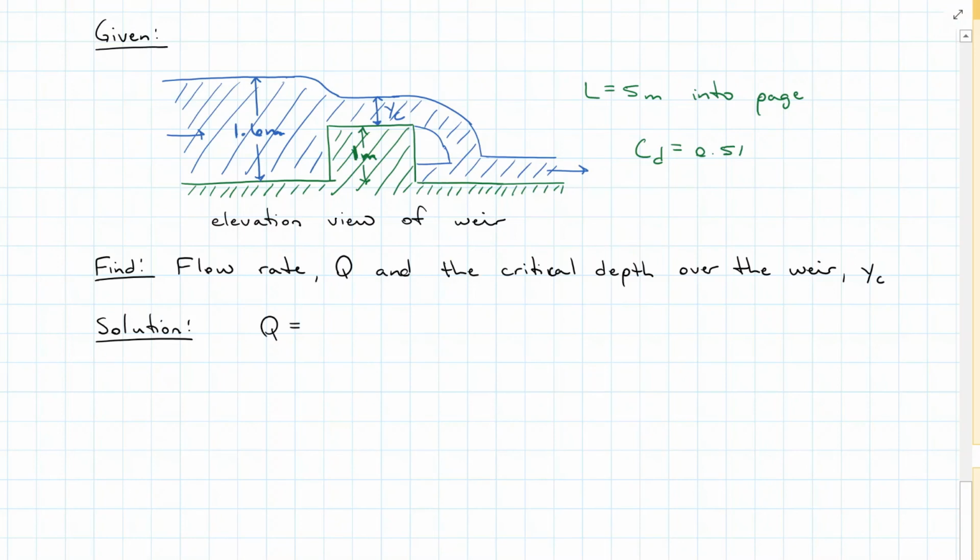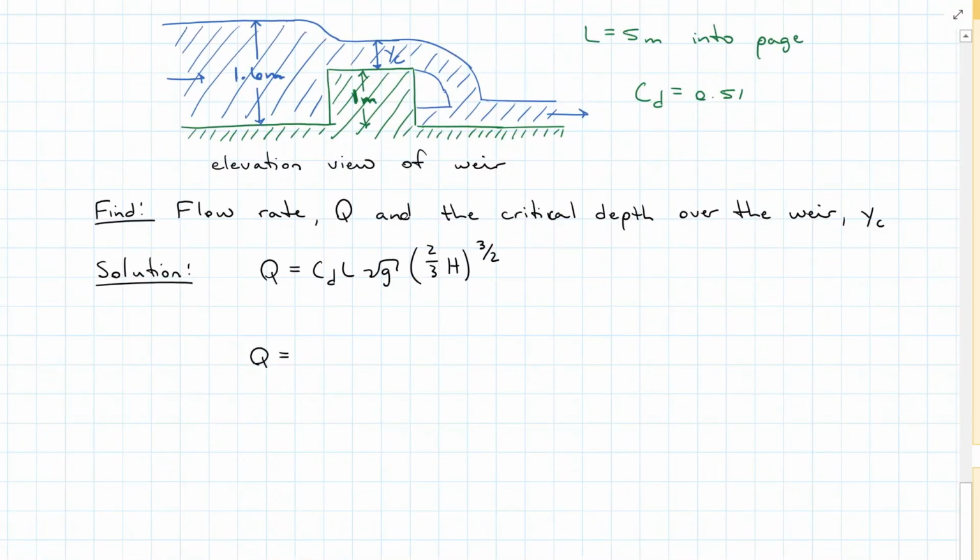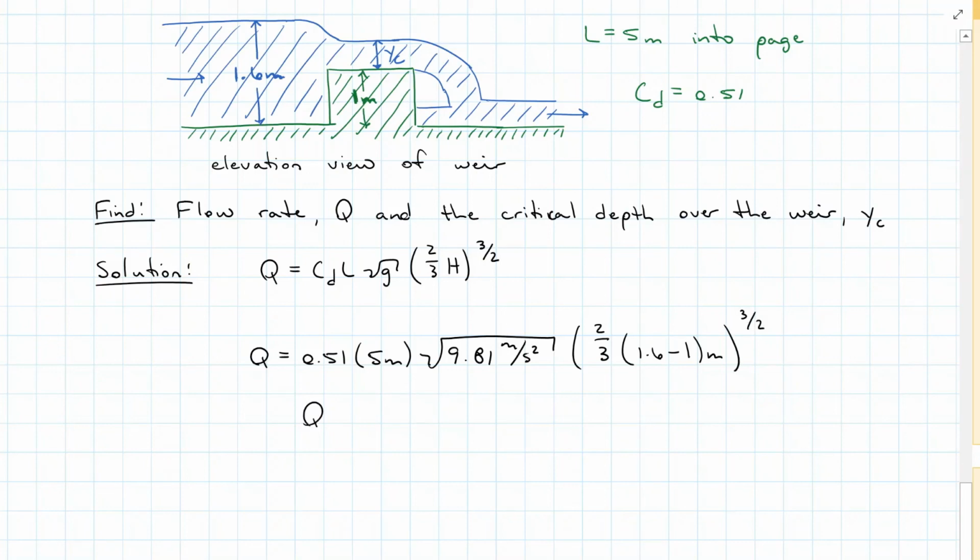Flow rate is going to be coefficient times length times square root of g times 2/3 h to the 3/2. Plugging in what we know, Q is going to equal 0.51 times 5 meters, square root of 9.81 meters per second squared, times 2/3, and h is the height above the weir, so that's going to be 1.6 minus 1 meters to the 3/2. And solving this, we get a flow rate of 2.02 meters cubed per second.